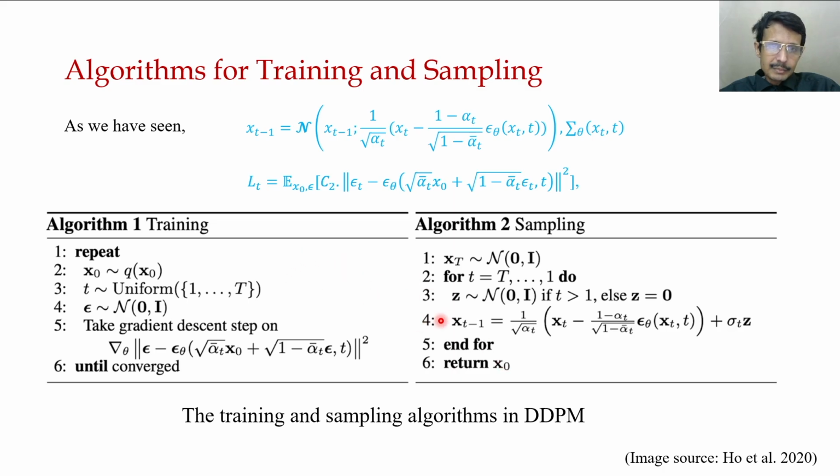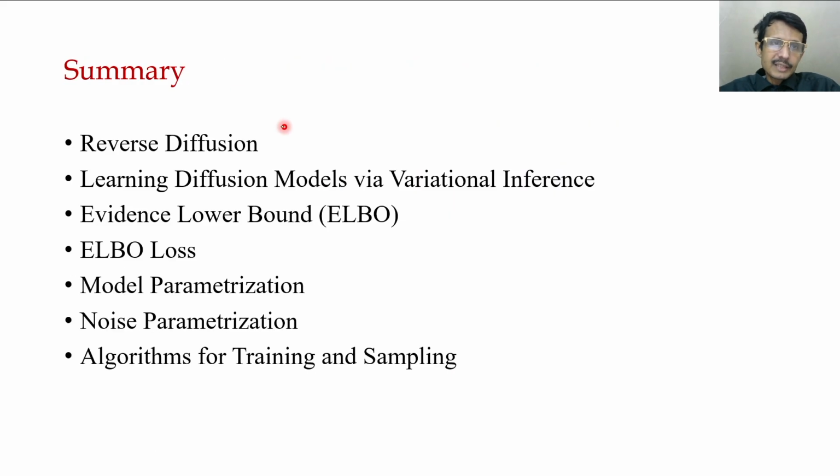Okay, so this is the basic. So in summary, what we have discussed in this lecture, although a bit mathematical, still we tried to understand reverse diffusion and learning diffusion models via variational inference, the evidence lower bound (ELBO) loss, model parameterization, noise parameterization, and ultimately we conclude with the algorithms of training.